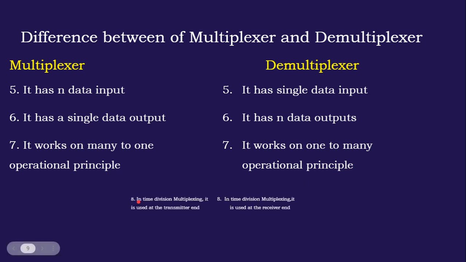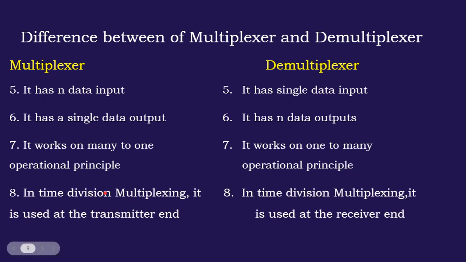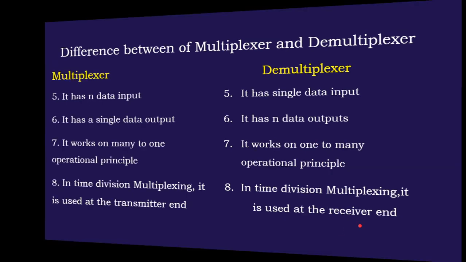And then finally, time division multiplexing is used at the transmitter end. In the case of a demultiplexer, it is used at the receiving end, because we know that multiplexers and demultiplexers are used in the communication system. So from the sending side or the transmitting side, multiplexers are used. On the receiving side, demultiplexers are used. So that's all the differences between the multiplexer and demultiplexer.